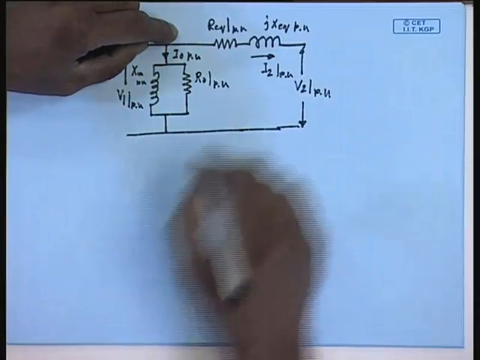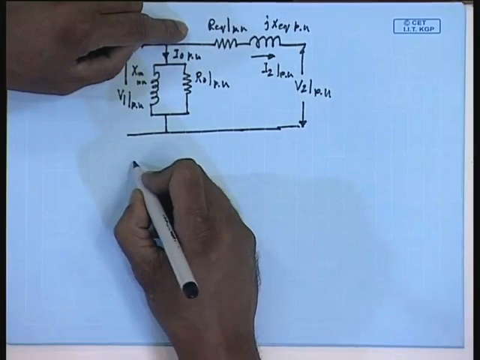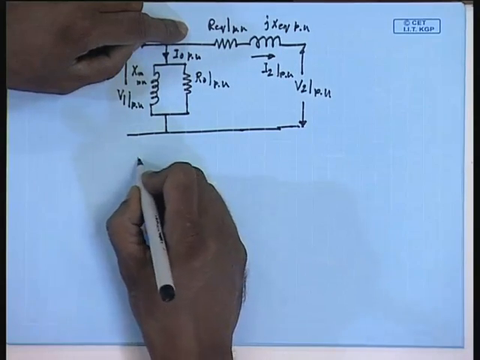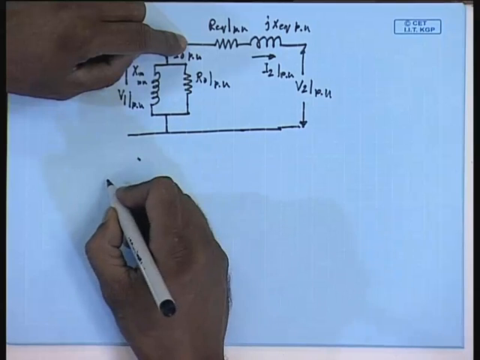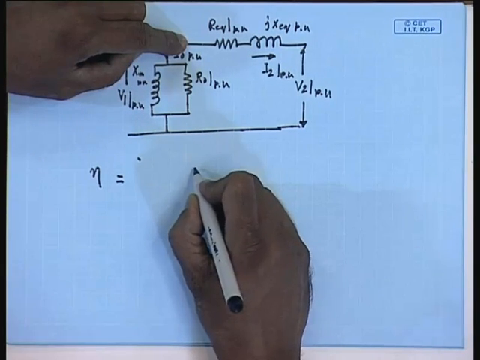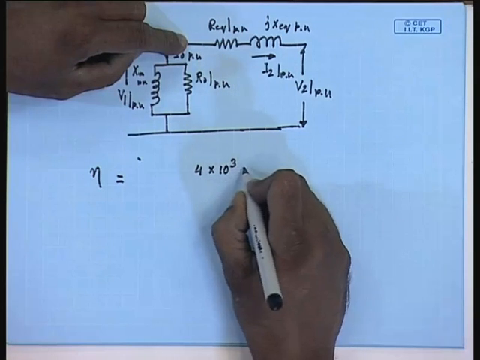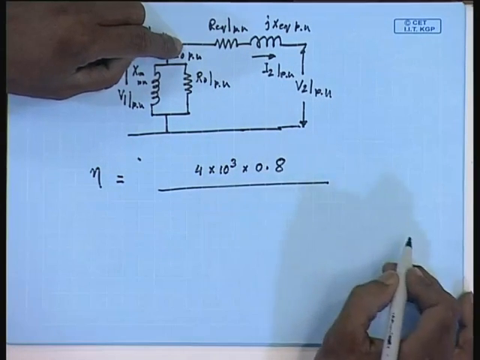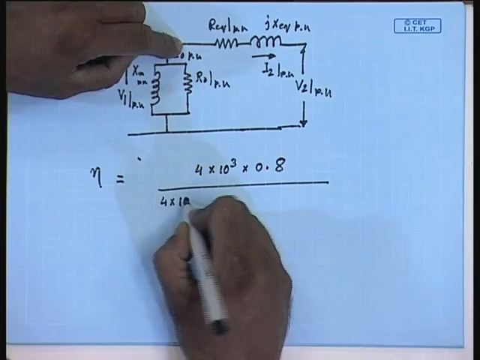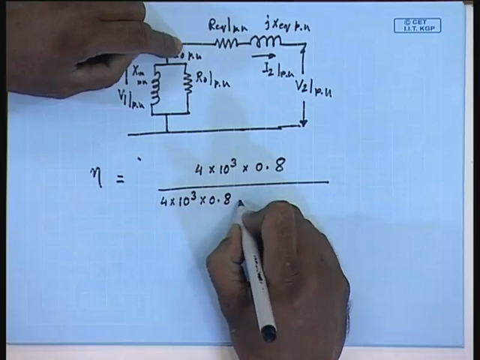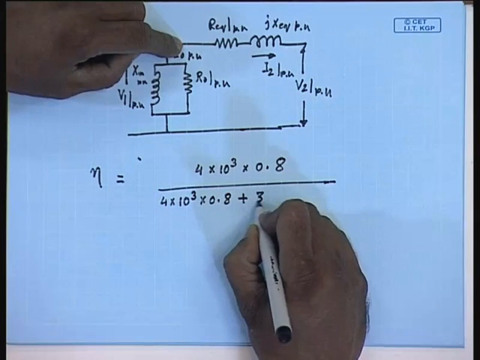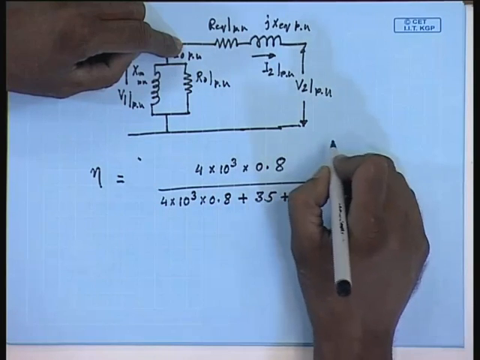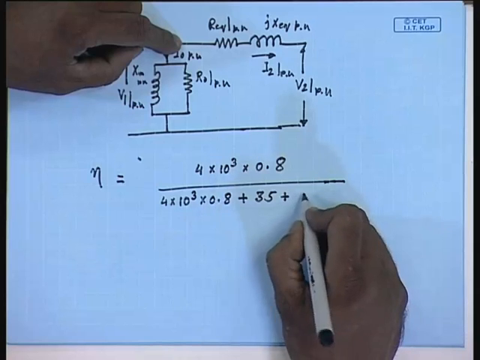Now, if I want to find out for the same transformer what will be the efficiency, let us say at 50% of the load. First, let us find out what will be the efficiency at 100% of the load. At 100% load, the transformer kVA rating is 4 kVA. So, at 100% of the load, and let us say at 0.8 power factor, the output power is 4 into 10 to the power 3 watts into power factor 0.8, divided by the output power 4 into 10 to the power 3 into 0.8 plus the copper loss, the core loss is 35 watts plus, at full load, the copper loss is 90 watts.